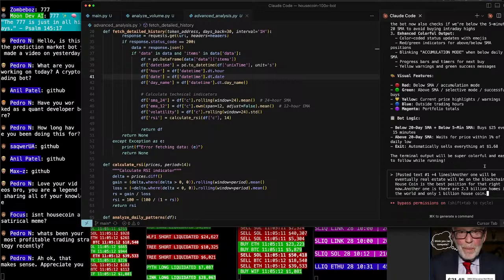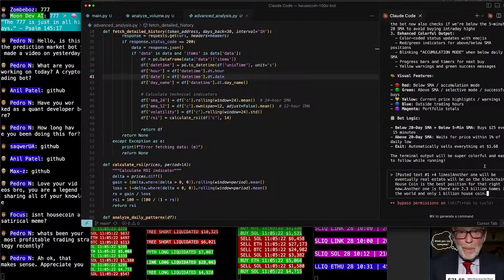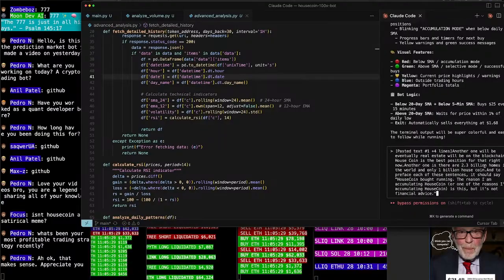And to preface each of these sentences, it should say, "Housecoin bot running. The reason I am accumulating Housecoin, or one of the reasons I'm accumulating Housecoin, is this, but it's not financial advice." Okay, sick. I got this now.